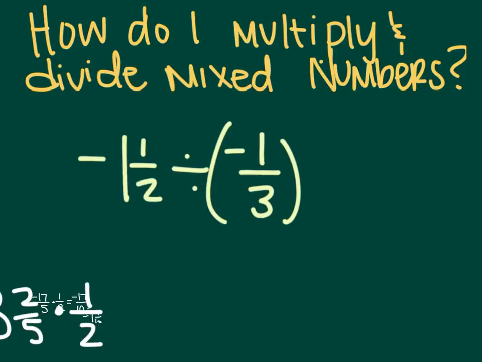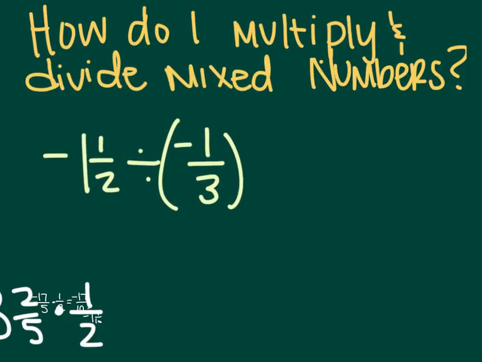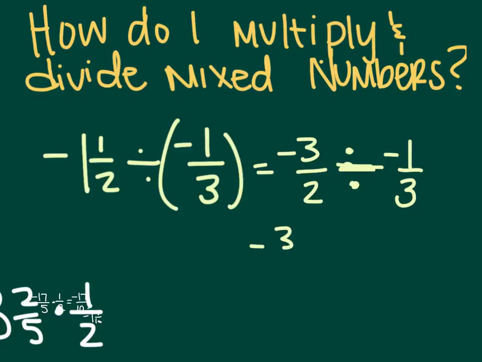And last one here. Again, change it to an improper fraction. Ignore that negative sign temporarily. 2 times 1 is 2, plus 1 is 3, so 3/2. Now I put that negative sign back in. Then we're going to divide by -1/3. Now I keep, change, flip, so -3/2 stays, multiply, and reciprocal.